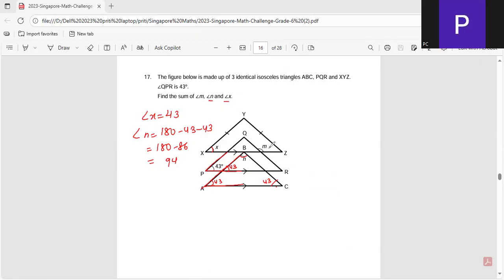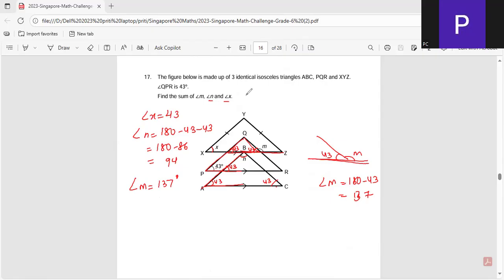Now we have to find angle M. If you see in this triangle, if this is 43, this will also be 43, corresponding angles, and this will also be 43. So this is the angle 43, and we have to find angle M. Since these are straight lines, angle M will be 180 minus 43, which is 137 degrees. So angle M is 137 degrees.